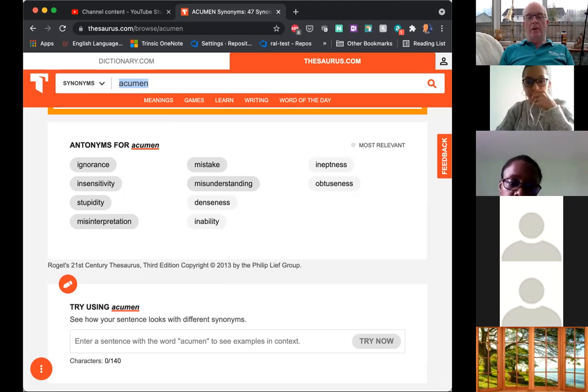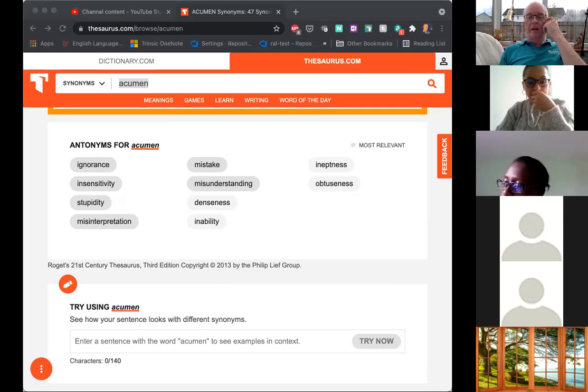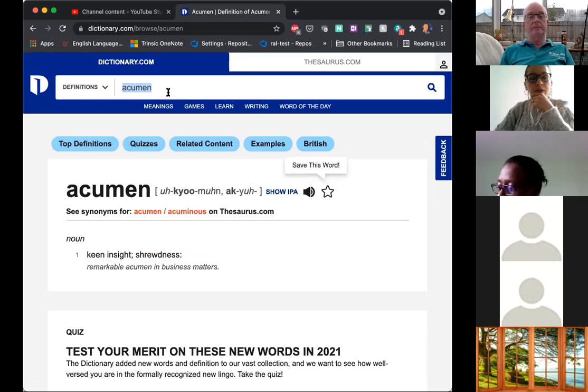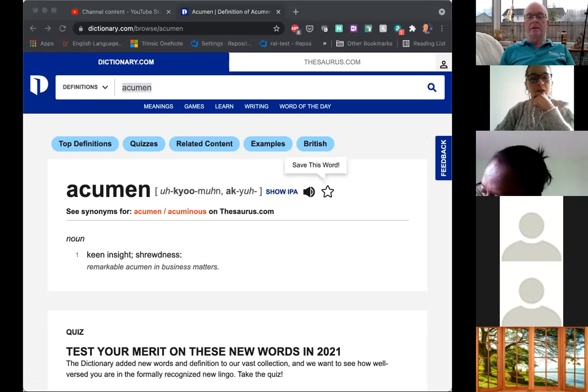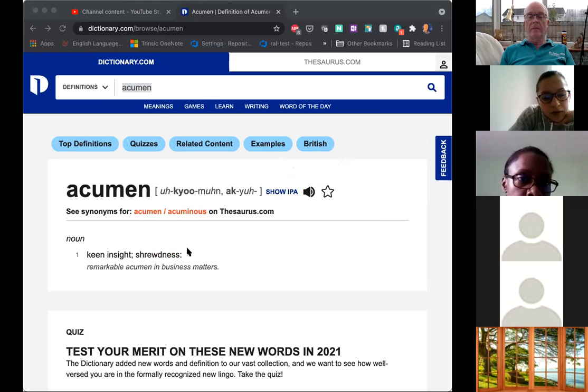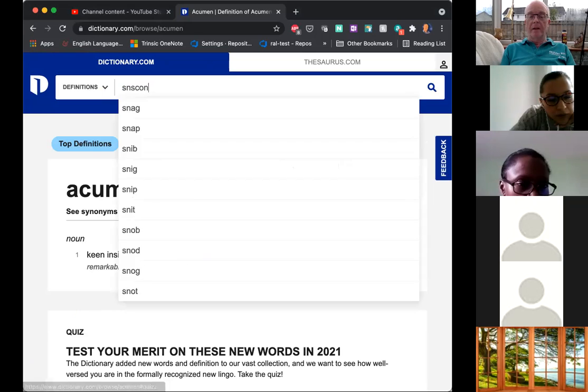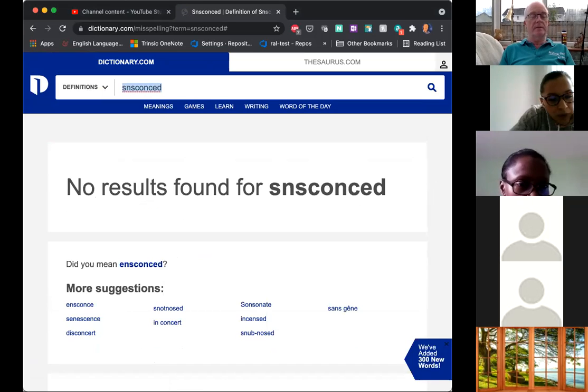So where were we going to go after acumen? Megalomania. Yeah, here's a great word. And this word will be new for all of you, I am sure. We'll just stay with this dictionary for now. But you think it's an American dictionary. And we'll write this word in here, right? It's ensconced. Ensconced, oops, I spelled it wrong.